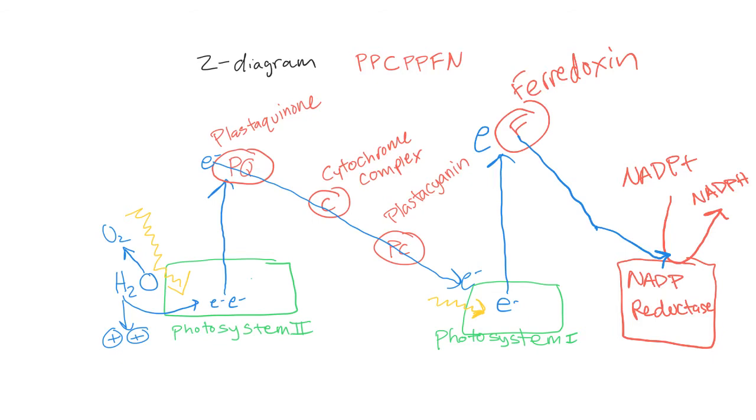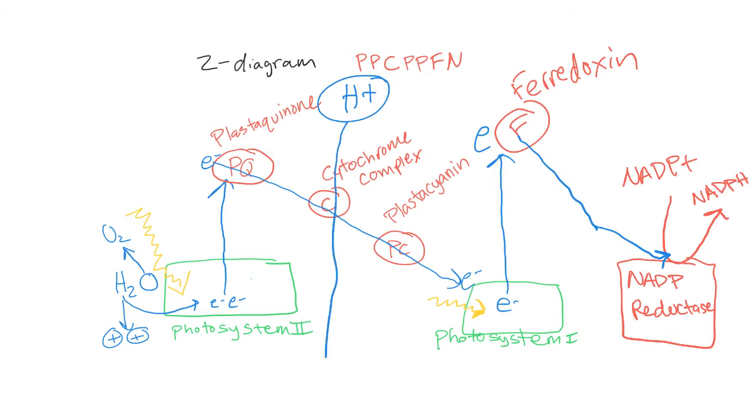Okay, and so this is what's called a Z diagram, even though it's more like an M, it's called a Z diagram. All right, but if you can remember then, PPC, PPFN, I know these are large words. Some of them have repeating prefixes, plastoquinone and plastocyanin.